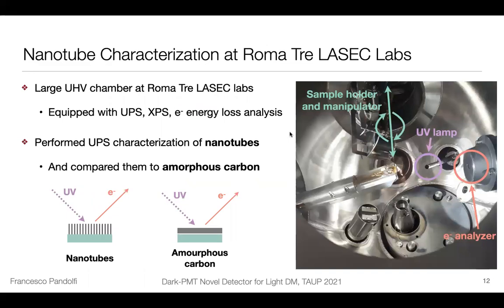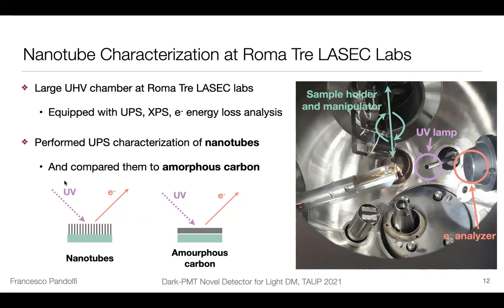So we are thoroughly characterizing carbon nanotubes at our facilities at Roma 3, in the LASIK labs at Roma 3, where there's this beautiful UHV chamber, ultra high vacuum chamber, that is equipped with UPS, XPS, electron energy loss. You can see here, this is where the sample holder is, the manipulator. You can extend it, you can rotate it. This is a UV source for UPS analysis, and this is the electron analyzer to analyze the emitted electrons.